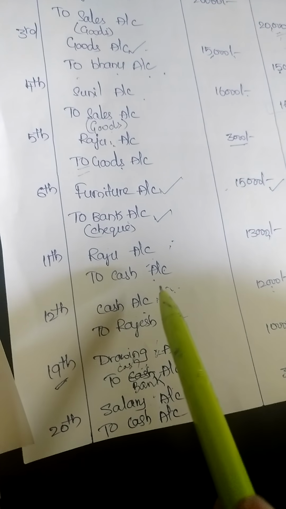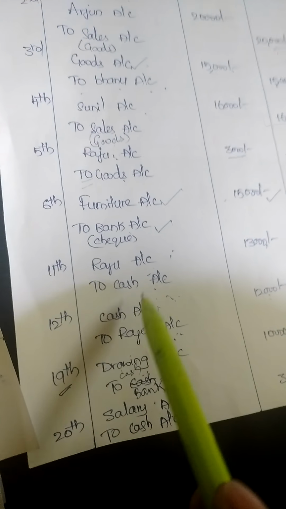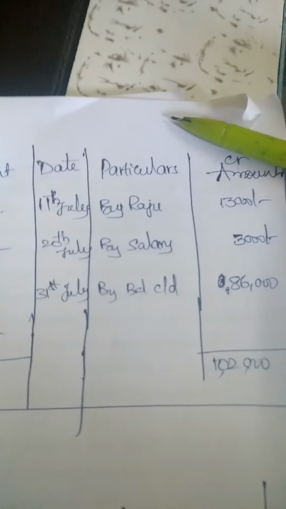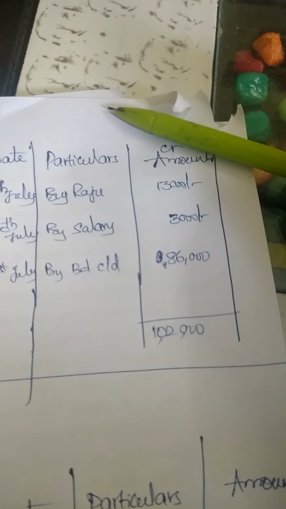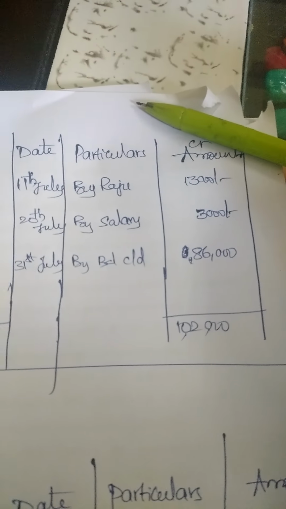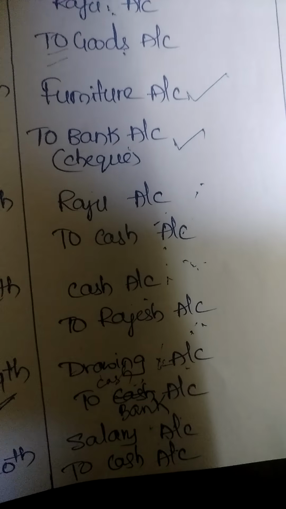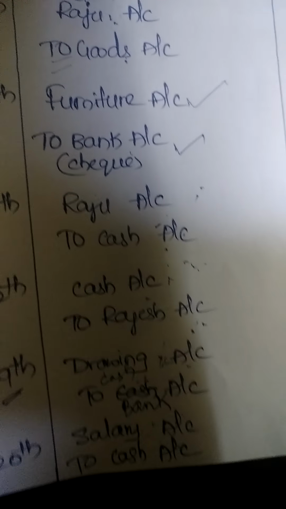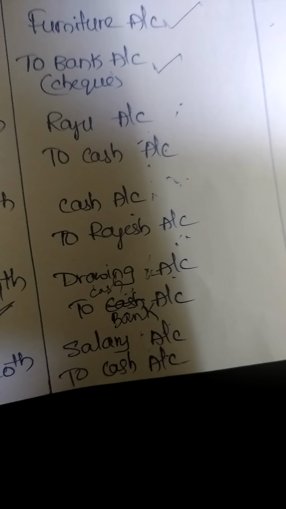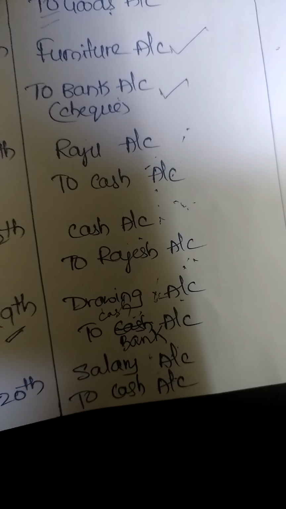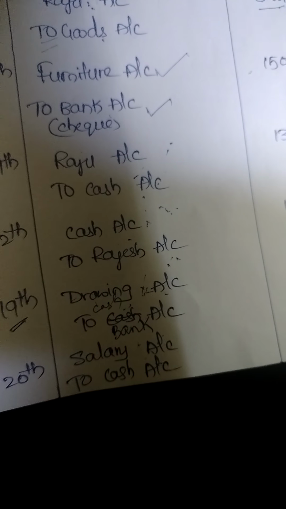So first, the to cash information we have on 11th July, that is Raju account. So you should write the transaction like this: Raju account means we have to write that the information is there to cash account. To cash account means we have to post that information like by Raju. Next one is to cash, then by salary. So like that we have to post the information under credit side.